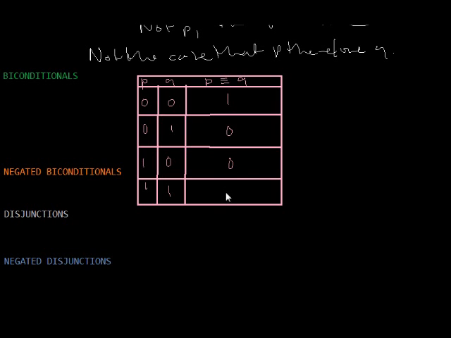And we see that it is true only in the rows where P and Q are either both true or both false. So another way of writing this is either P and Q, or not P and not Q.